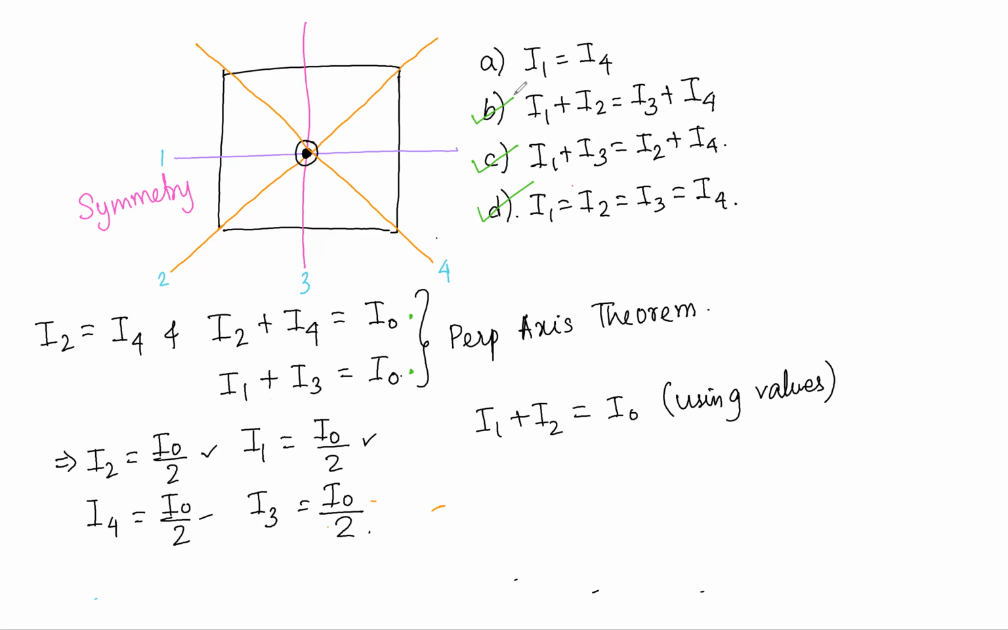What about option A? Is I1 equal to I4? Yes. So A is also correct. So in this question, all the four options happen to be correct. There are some variations of this question.